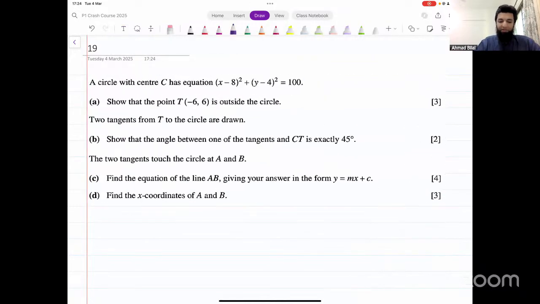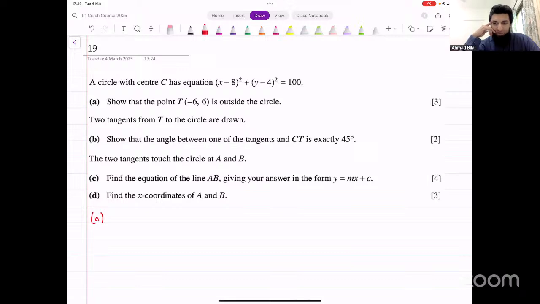Okay, so we have a circle with center C that has equation (x minus 8) whole squared plus (y minus 4) whole squared equals 100. Show that the point T is outside the circle. Any idea about this? How do we show that T is outside the circle? How can we show this?